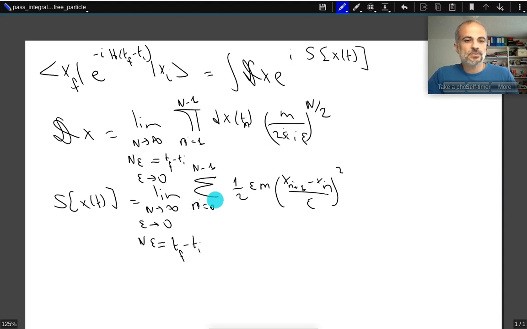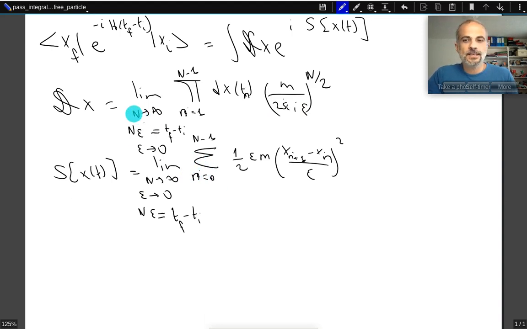And in all our expressions, we will understand that we will be taking the limit n goes to infinity and epsilon goes to 0, such that n times epsilon is fixed. It's our time interval. Now let's write the path integral expression explicitly.